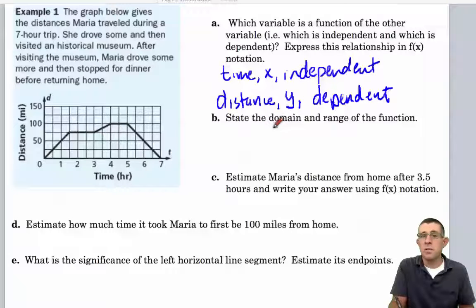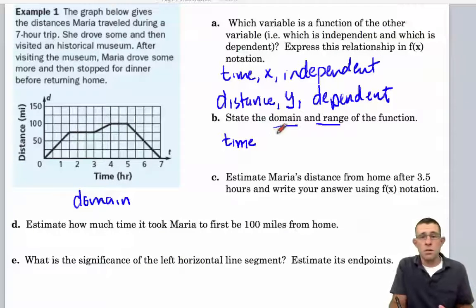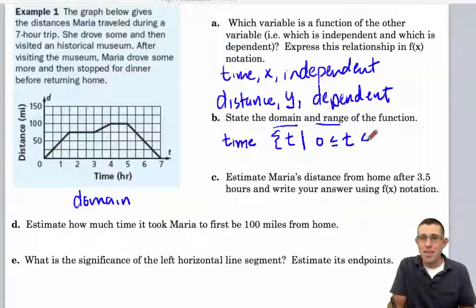Okay, now let's state the domain and the range. Again, looking at our graph, we know that the x-axis is our domain. So our domain here is time. And if we want to state that domain, we'll use set builder notation, which says t such that t is greater than or equal to 0, but less than or equal to 7. In other words, the time that she traveled goes from 0 to 7.